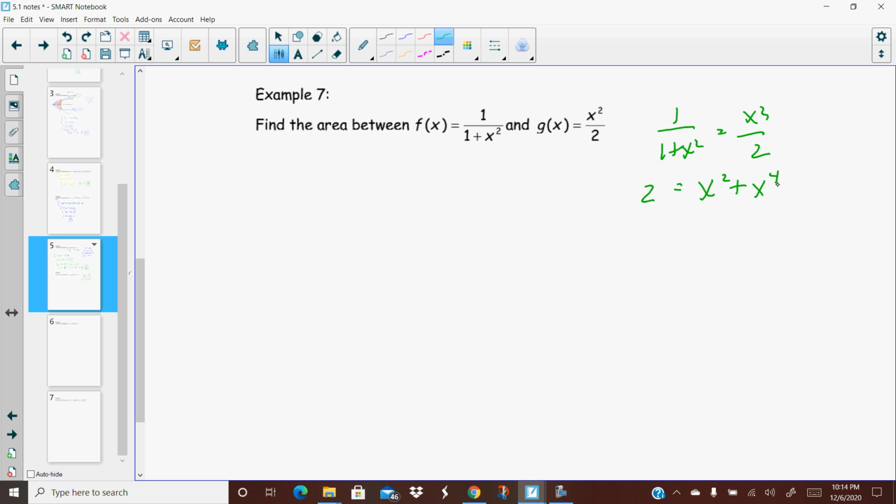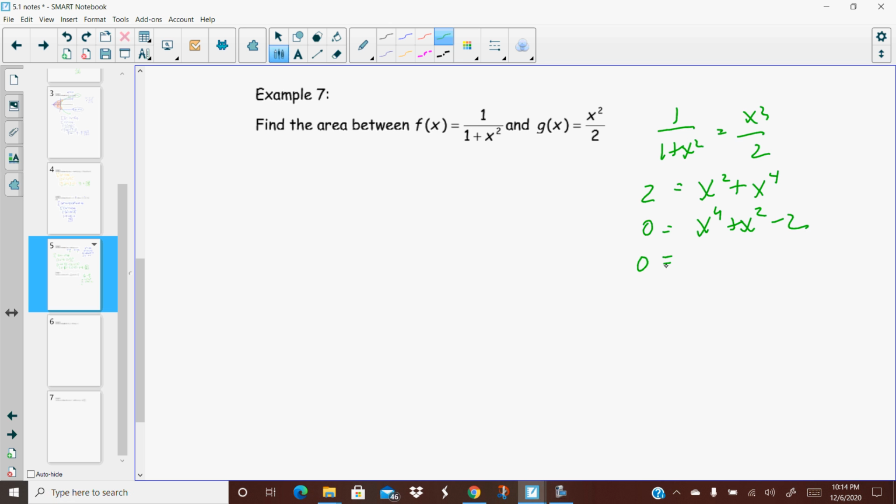All right, so we have to try and solve this thing somehow. So I'm going to go ahead and subtract 2 on both sides, reorder the right so that the fourth power is the first one there. And you get x to the fourth plus x squared minus 2.